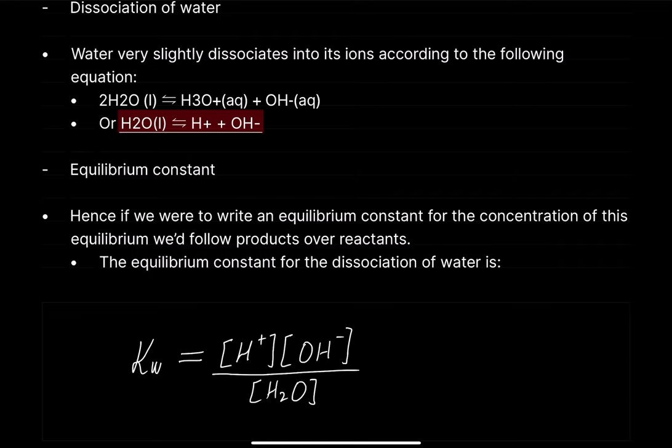Treat Kc in this sense as Kw, right? In fact, you know what? I'll just write it as this. There's nothing wrong with me writing it as this, something that you're more familiar with. Kc. Products over reactants, so the concentration of H plus multiplied by the concentration of OH minus over the concentration of H2O.